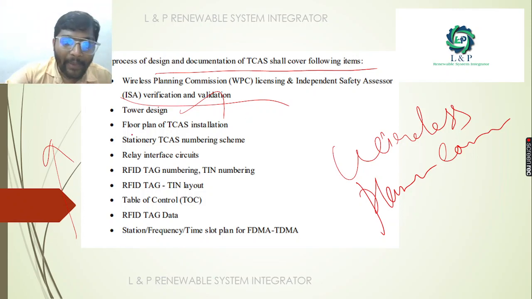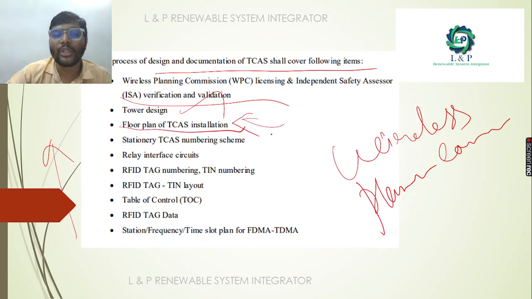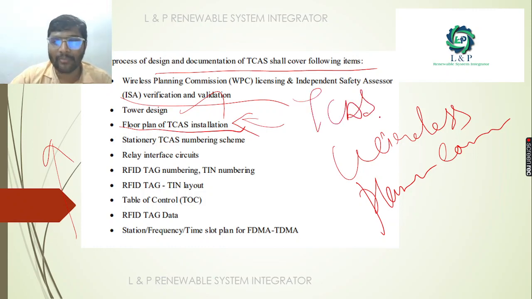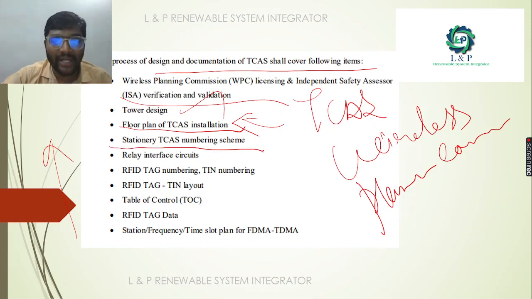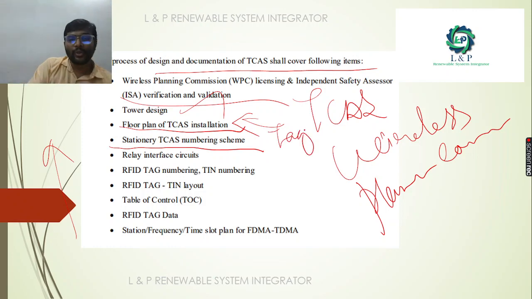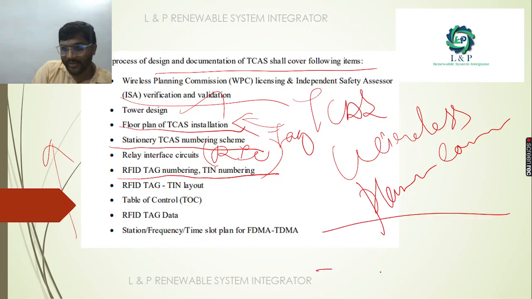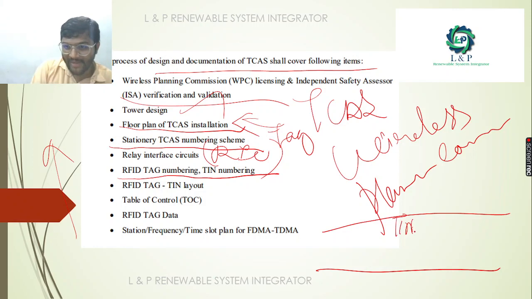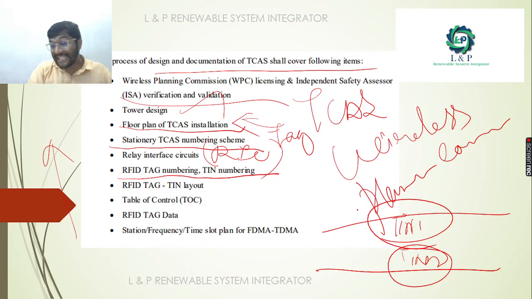Next you need to prepare the floor plan in which you are going to install your train collision avoidance system on the track. Also, for the stationary train collision avoidance system, you need to have numbering schemes, that is, what tag you are going to follow. You need to create the relay interface circuit and the RFID tag numberings, that is tin numberings, and also a layout: if this is on the track, what is tin number 1, number 2, like that. That layout also we need to create.